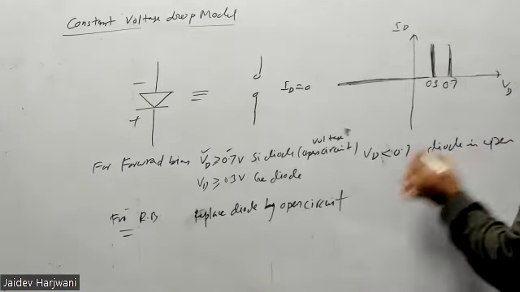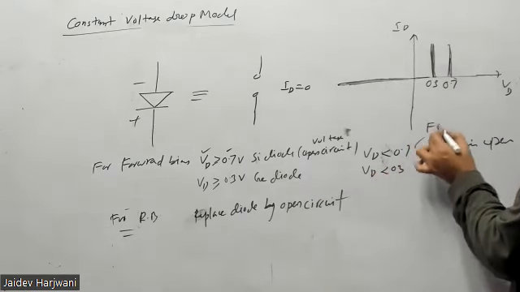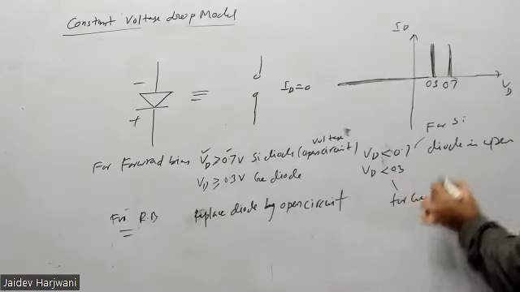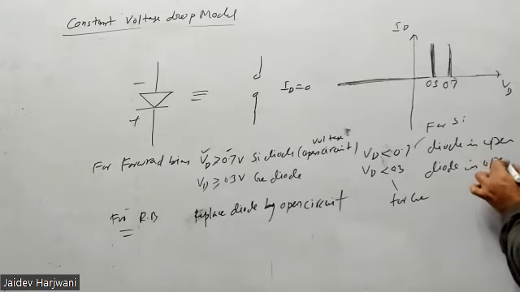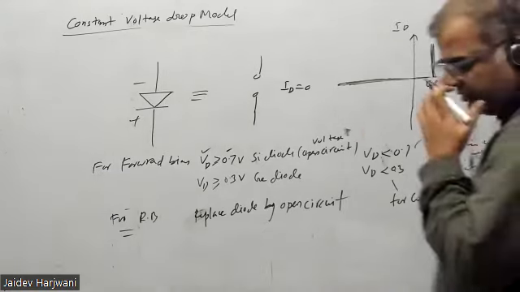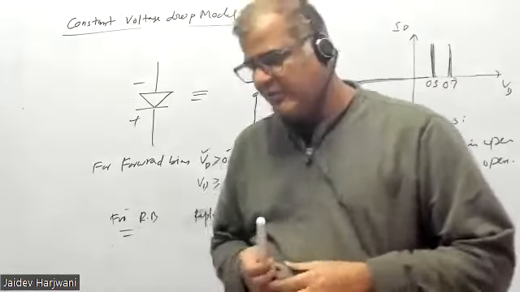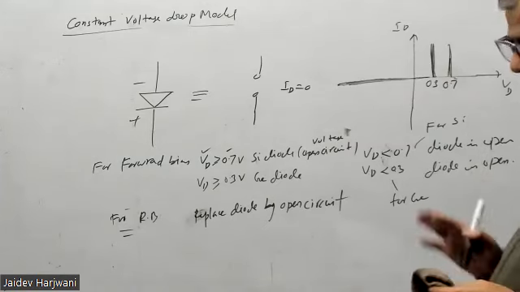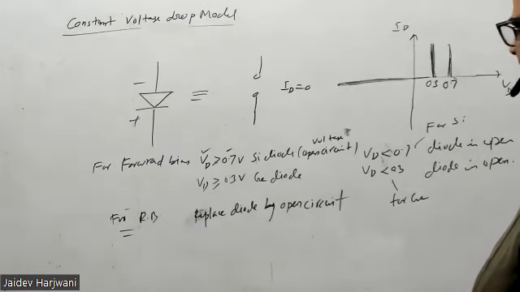Even in forward bias, if VD is less than 0.7, that is for silicon, or less than 0.3, that is for germanium, the diode is open. So you have to keep in mind when to replace it by a battery and when to replace it by an open circuit. The rest, I think, is very easy calculation. So let us do some problems.